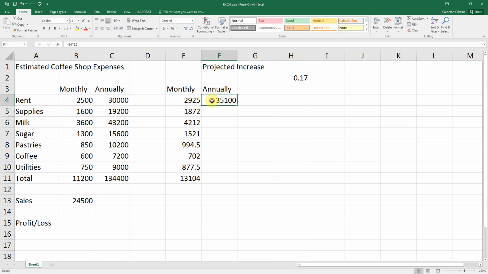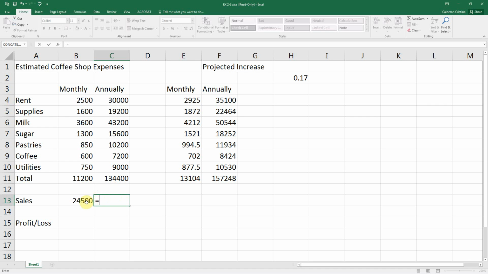So now you can see that 0.17 increase is actually a lot, because now you're seeing that your rent just went up another $5,100 a year. And that can be a lot. So now they have a lot to think about when it comes to their sales. Okay, so now how do you feel in these other ones? The sales, yep.